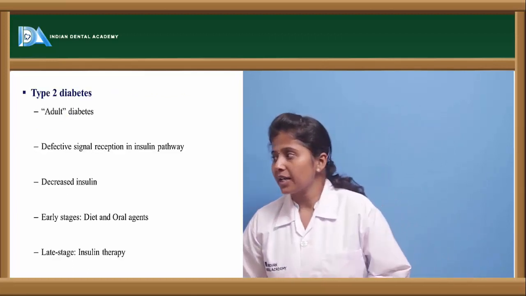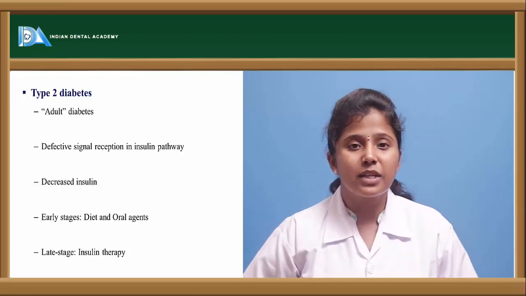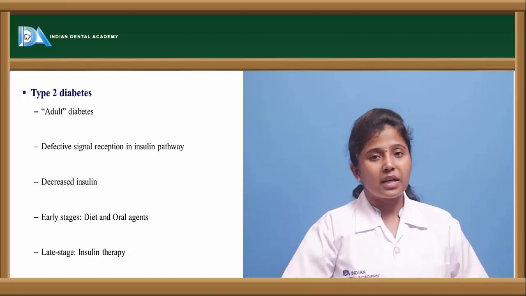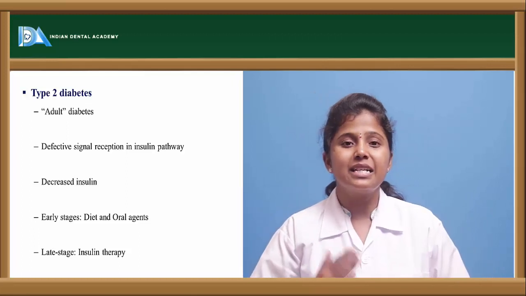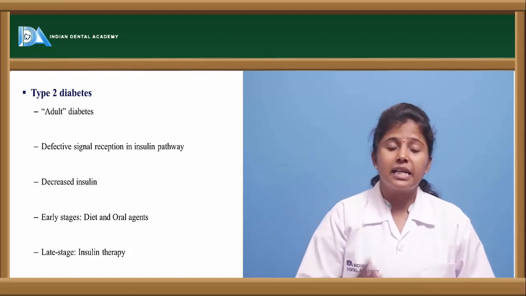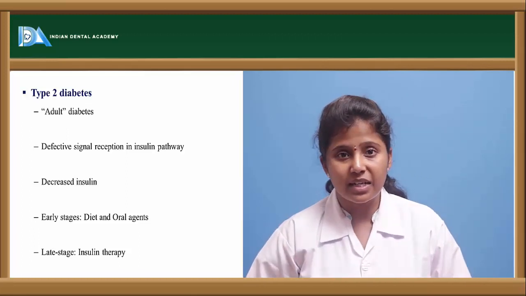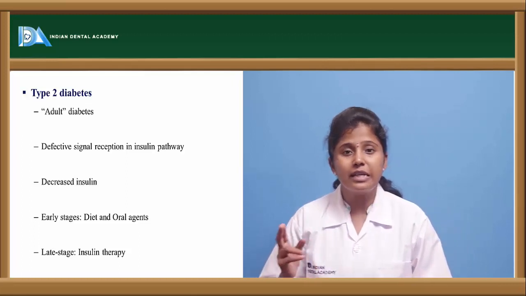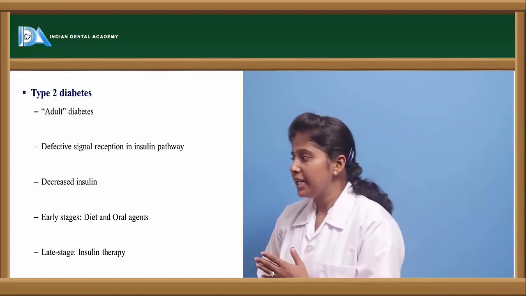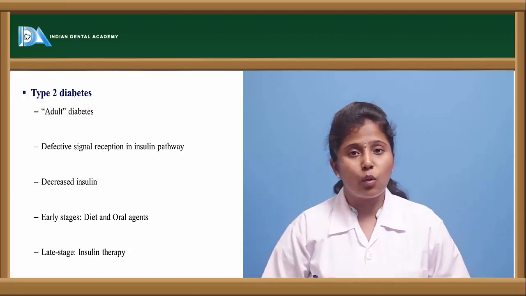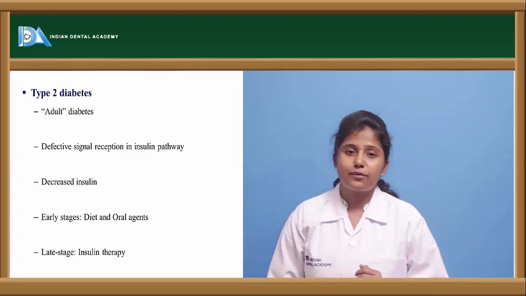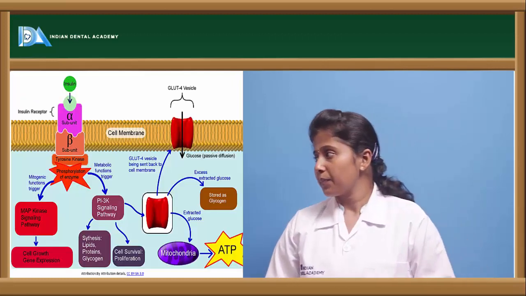The other one is type 2 diabetes, which occurs mostly in adults, and this is because of a defective signaling pathway in the insulin. In this insulin signaling pathway, if there is any destruction or disturbance, then it leads to type 2 diabetes, and this is non-insulin dependent. In the early stages of type 2 diabetes, it is treated through diet or through oral hypoglycemic agents, and in the later stages we have to give insulin therapy.